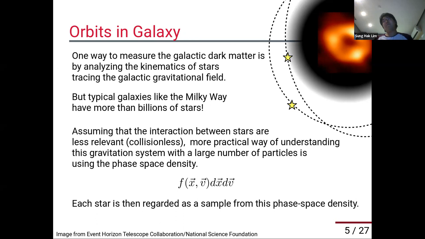But of course, there is an alternative way of solving this problem, because we have lots of measured stars. One way is assuming that the interaction between stars is less relevant, so the stars are approximately collisionless. A more practical way of understanding this gravitational system with a large number of particles is using phase space densities and assuming that all the stars are IID within this distribution. Each star in the data set can then simply be regarded as a random sample drawn from this phase space density.